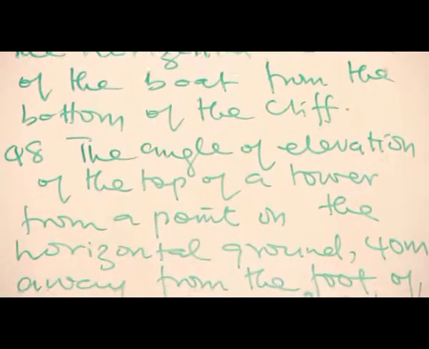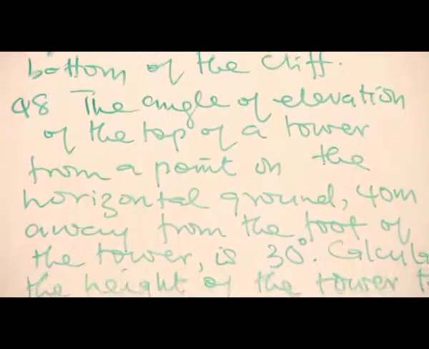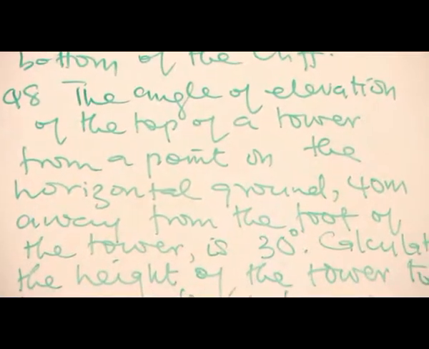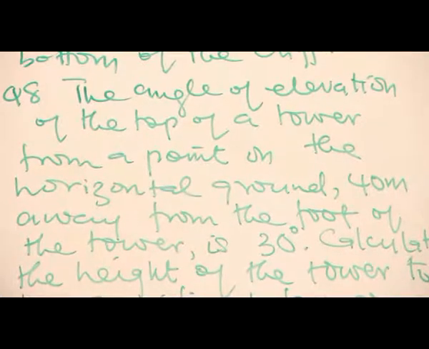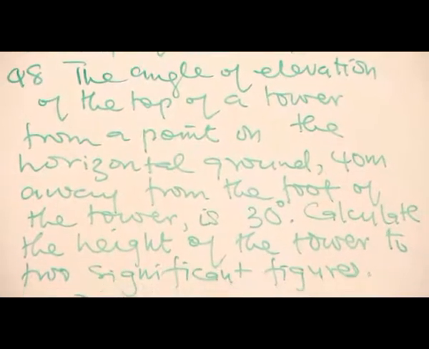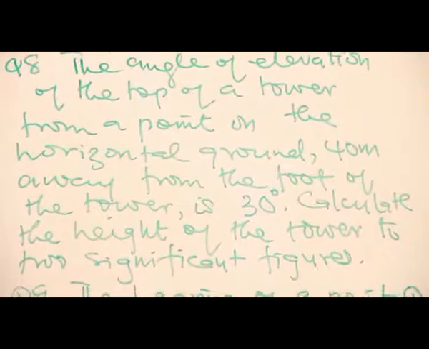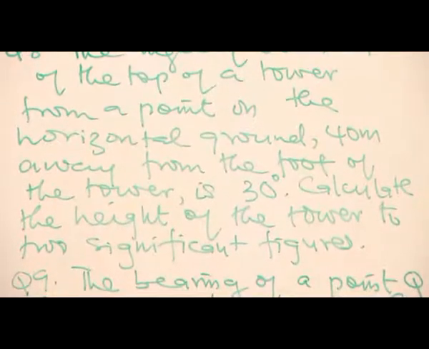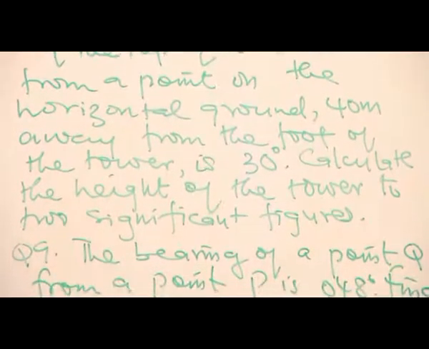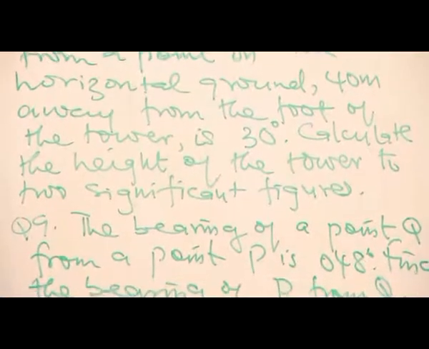Question 8. The angle of elevation of the top of a tower from a point on the horizontal ground 40 meters away from the foot of the tower is 30 degrees. Calculate the height of the tower to 2 significant figures.